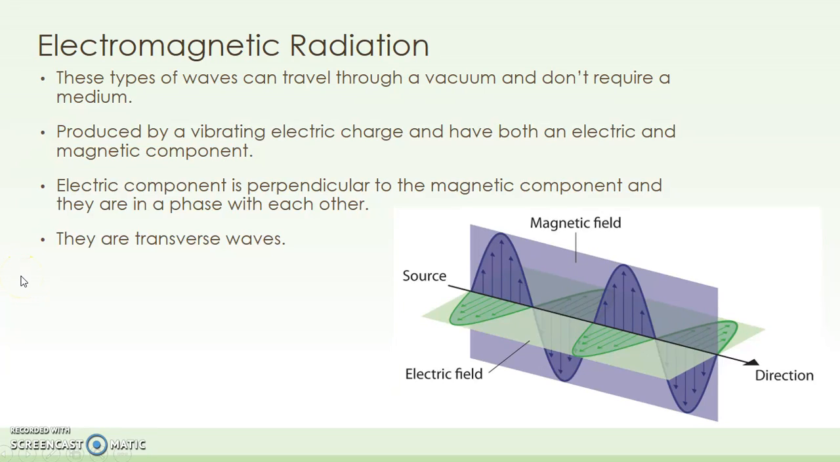Electromagnetic radiation. These types of waves can travel through a vacuum and don't require a medium to travel through. They are produced by a vibrating electric charge and have both an electric and magnetic component. The electric component is actually perpendicular to the magnetic component, and they are in phase with each other. These types of waves are also known as transverse waves, and we talked about that in the previous module.